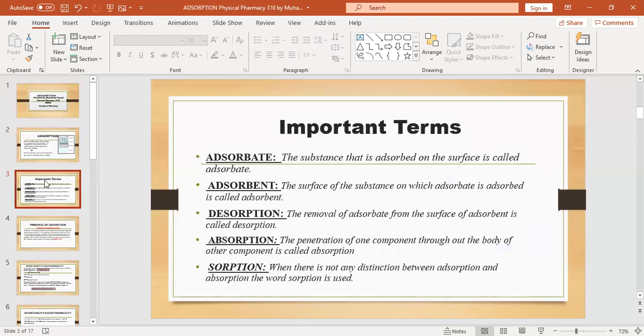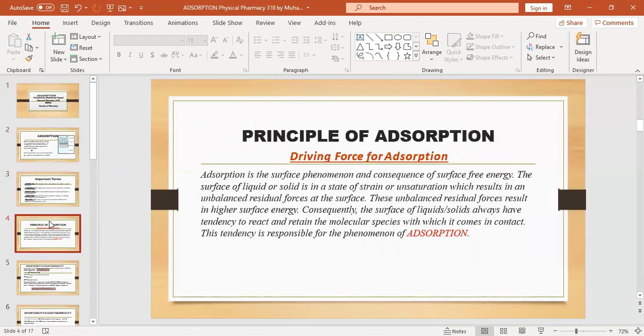Important terms in adsorption phenomena are adsorbate, adsorbent, desorption, absorption, and sorption. Principle of adsorption means why adsorption takes place. If it is a spontaneous phenomenon, then there must be a logic that explains why adsorption occurs by itself.